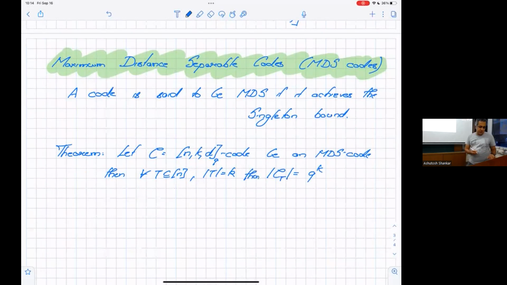And what is C restricted to T? C restricted to T is just C restricted to T, where C belongs to the code. And what does C restricted to T mean?